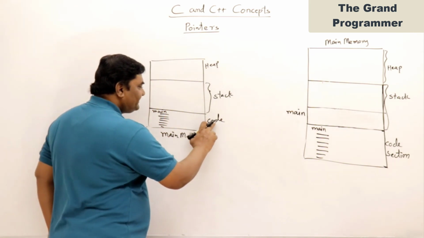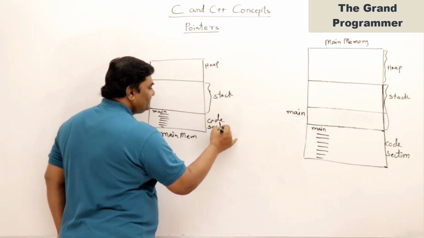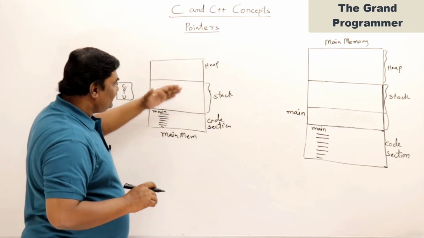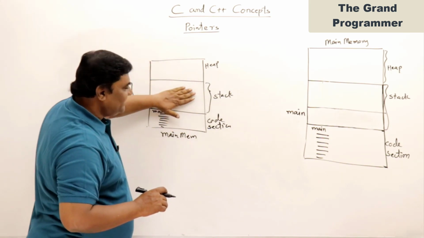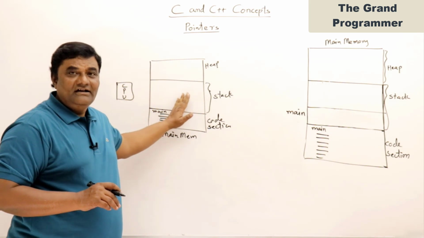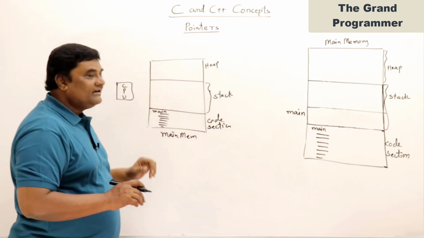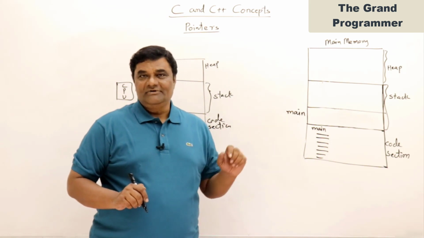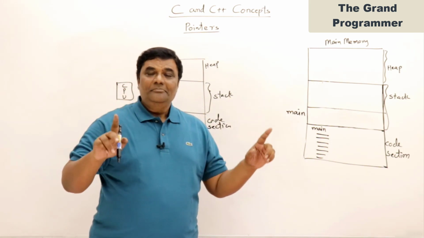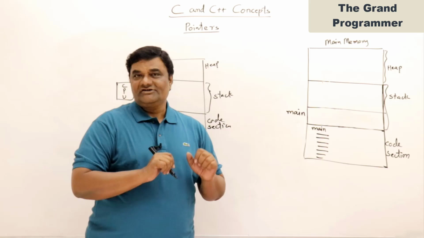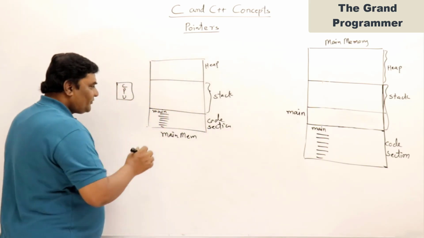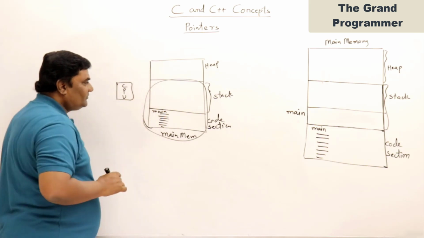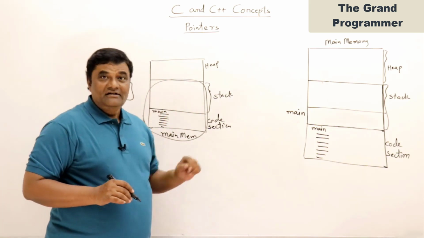This is the code section, and this is the stack, and this is the heap. I usually show the stack here so it's easy for understanding. Anyway, there are three portions of memory: code section, stack, and heap. So the program will utilize the main memory by dividing it into three sections. This program can directly access these two areas. What are those? Code section and stack.